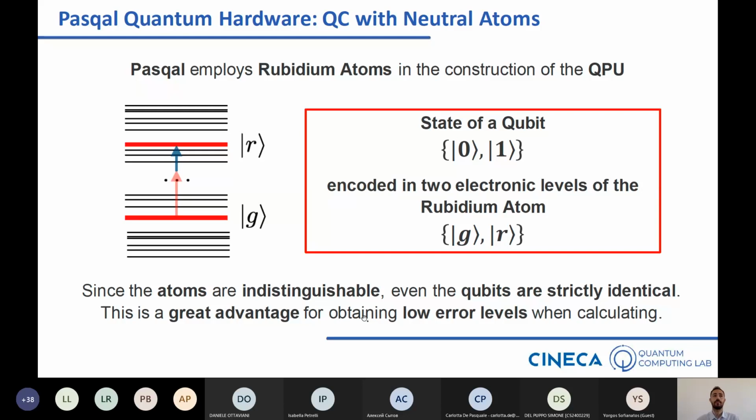Looking into the future, it's going to be a great advantage when this technology will be more mature in the next years. Because thanks to this fact, we will have low error levels when you perform your quantum computation, due to this fact.